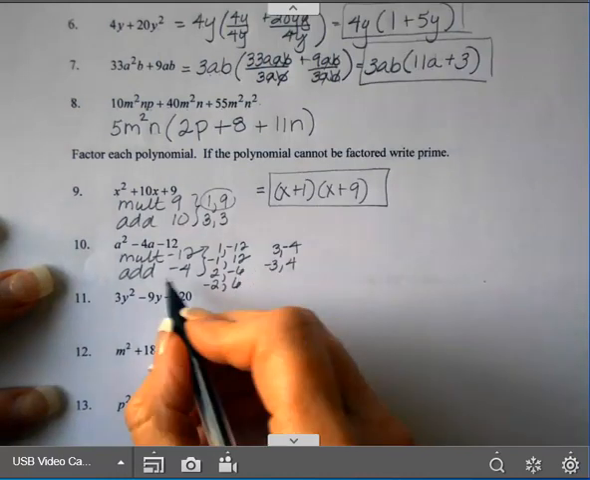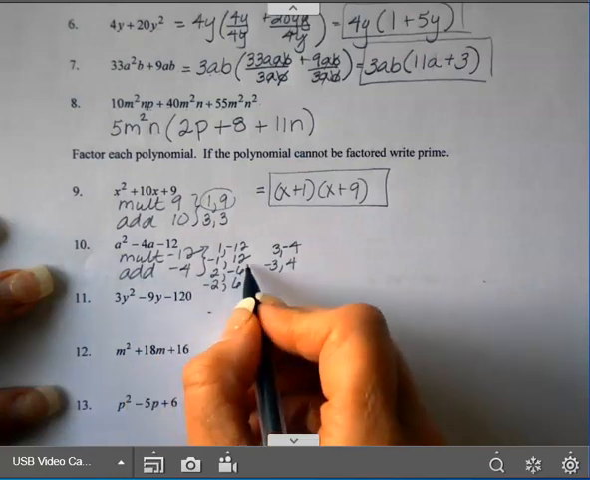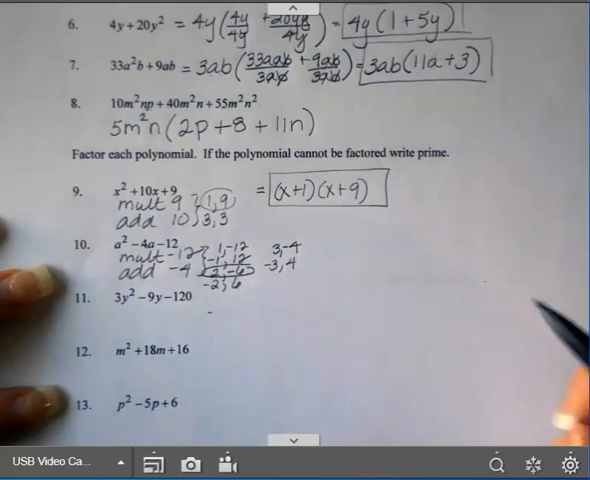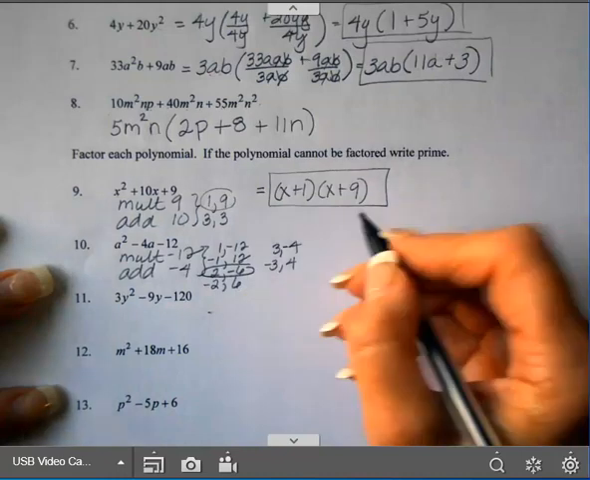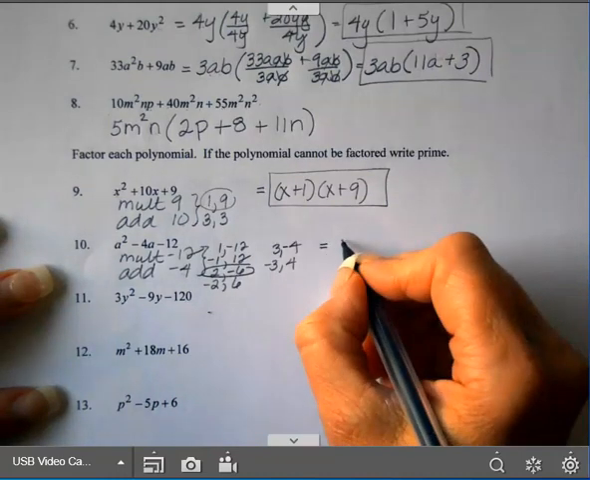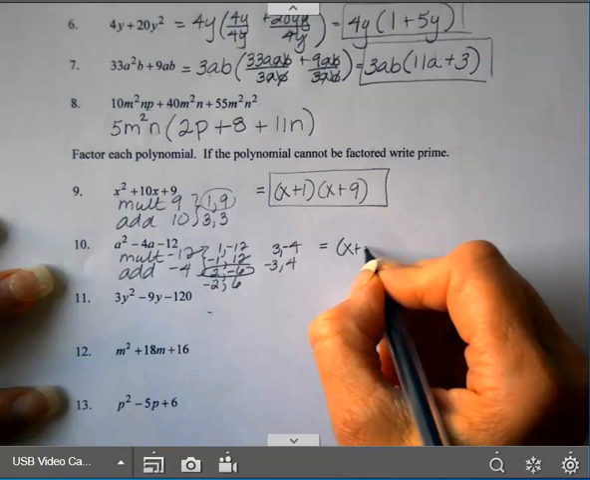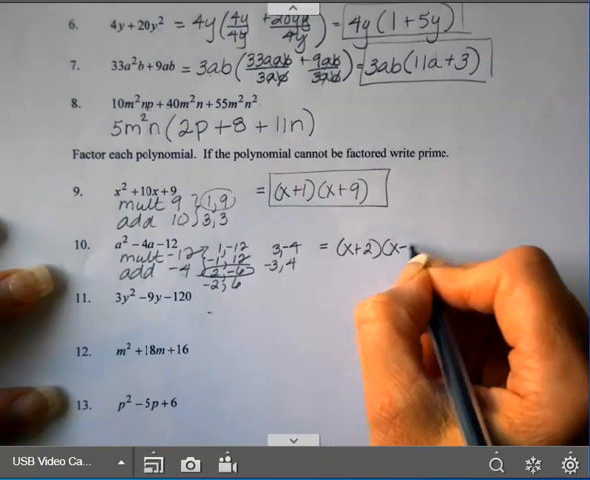The ones that have a sum, or add, to negative 4 is this pair here. Once you find the pair, you actually can just stop looking for them. So this is x plus 2 and x minus 6.